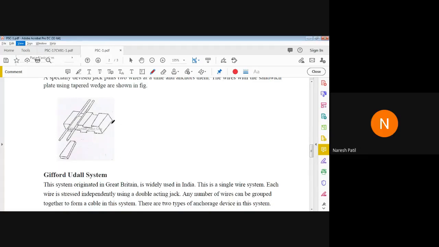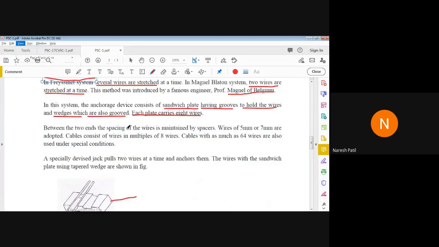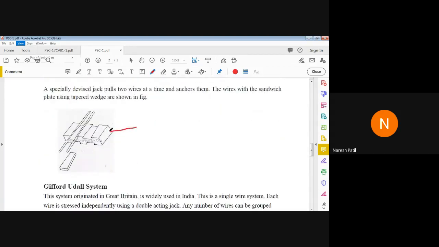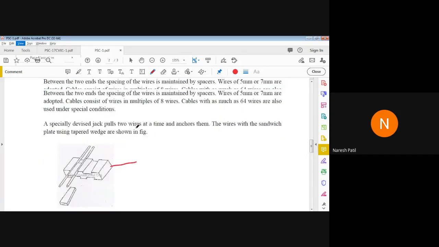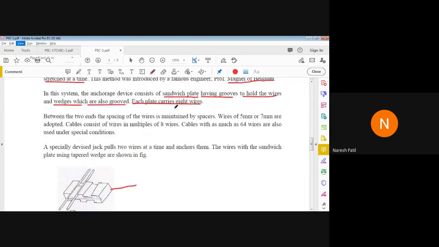Okay. Now this is a wedge plate. Do you understand? There are 2 plates there. One is the sandwich plate, one more is the wedge. So this is called a wedge. Okay. So in one wedge, how many wires will be there? 8 wires. Each plate carries 8 wires.